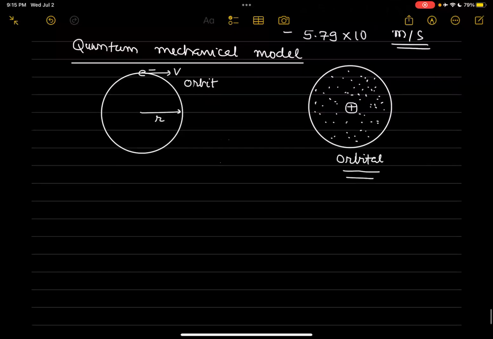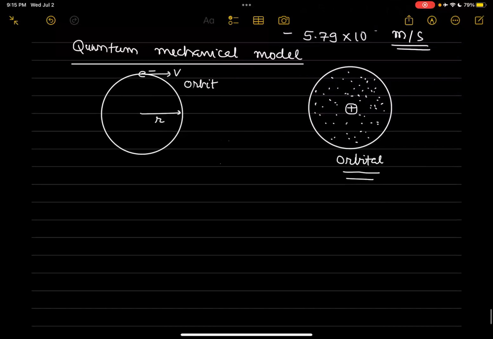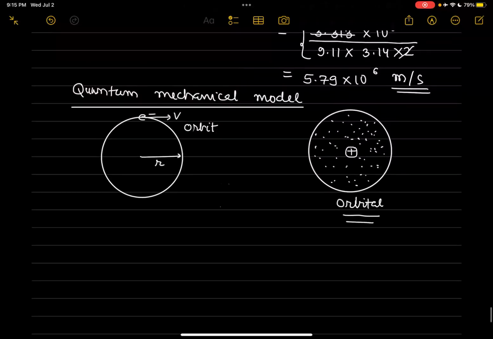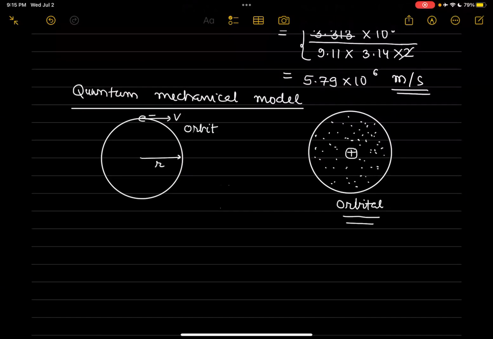So actually, there is an equation given. Waves also have an equation. Have you heard of any function in mathematics? You know what a function is?